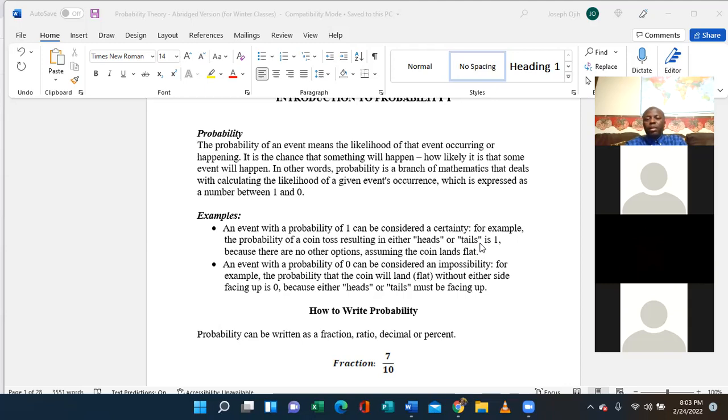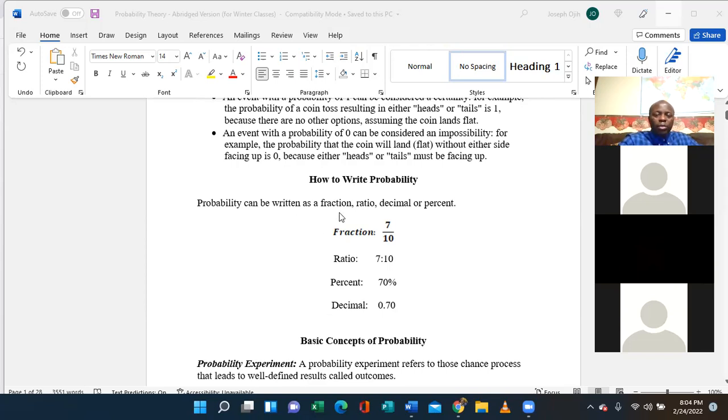In a 6-sided dice, getting a 7 with one dice is impossible because it has sides from 1 to 6. This gives you an example of what we are talking about here. We can express probability as a ratio, a fraction, a decimal, or a percent. As a fraction, we can say the event has 7 chances out of 10 possibilities, or 7 to 10, or 70%, or 0.7. They all mean the same thing.